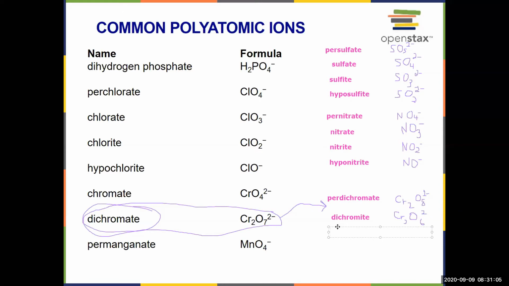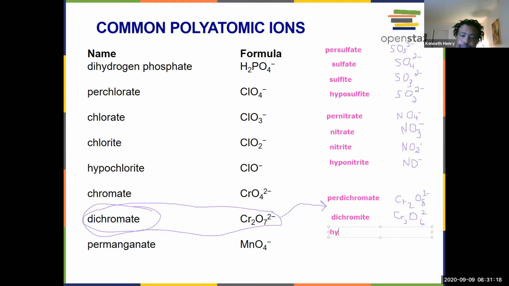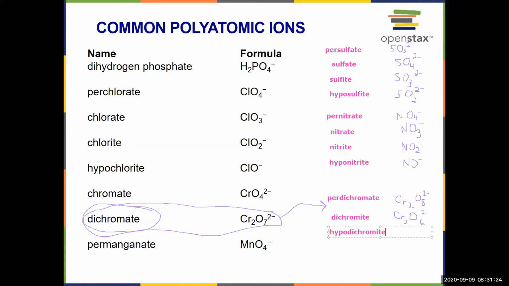And the one with one less oxygen than the dichromate would be hypodichromate. Okay, simple, right? Yeah. These are like gimme points, right?